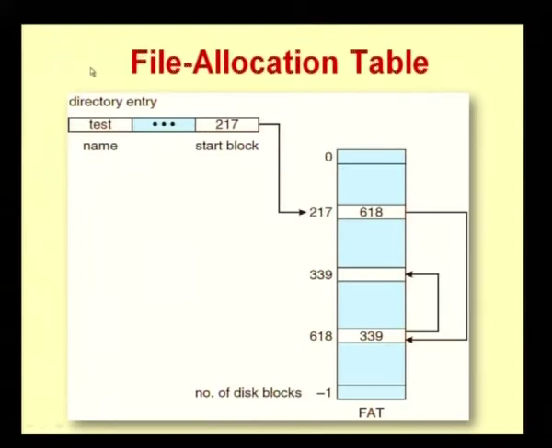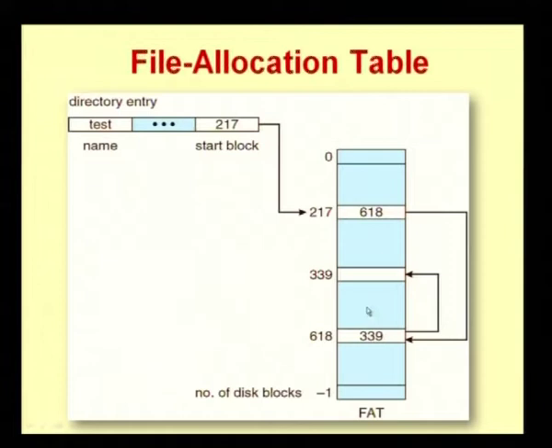So according to the figure, the name is set to be test and the start block is 217. It goes to the 217th place, wherein it finds only some 2 or 3 pages of its contents. The remaining contents are available in block 618. So it goes to block 618 and takes certain contents, but here again it finds that certain other contents are available in a block called 339.